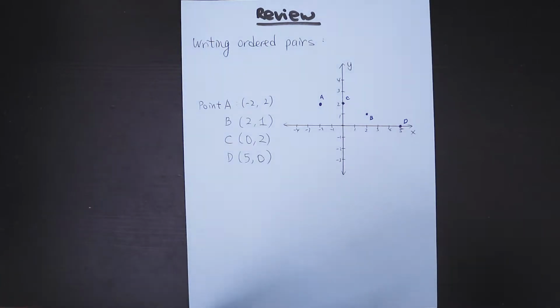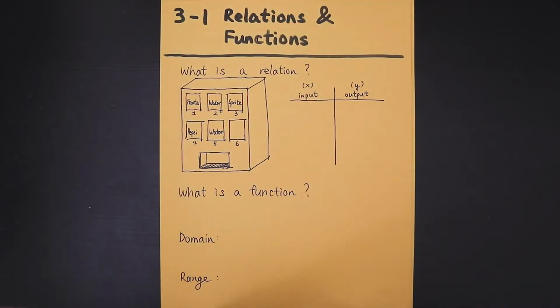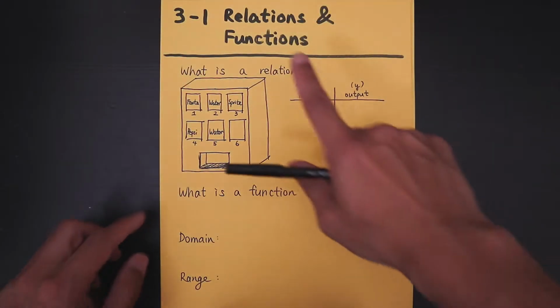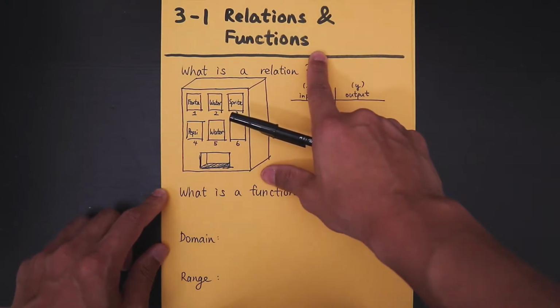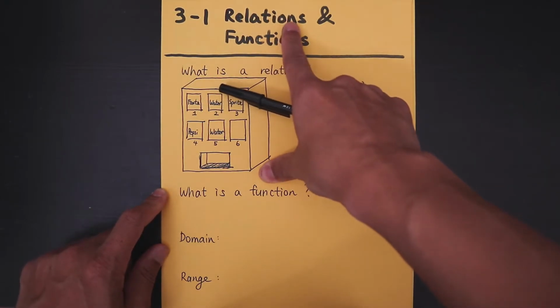And these are the previous stuff that you need to know for today's lesson. So let's move on to lesson 3-1. Well, in 3-1, the title is called Relations and Functions. So first, I have to tell you what is a relation.